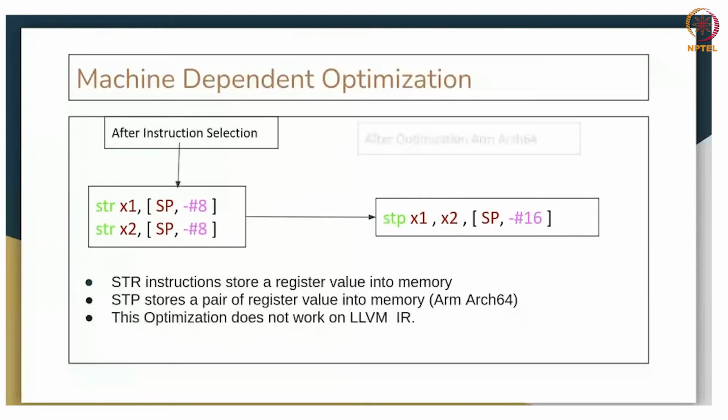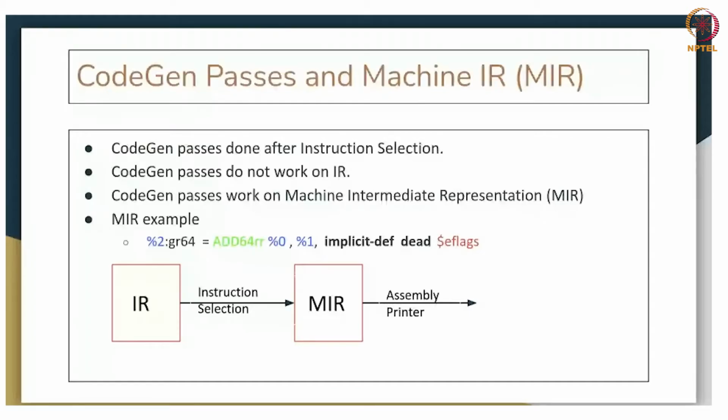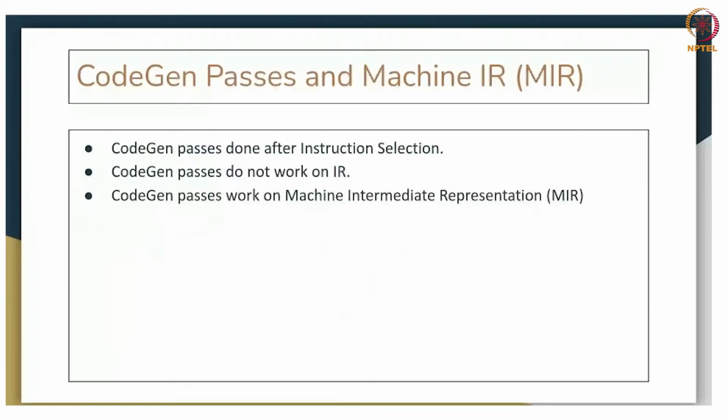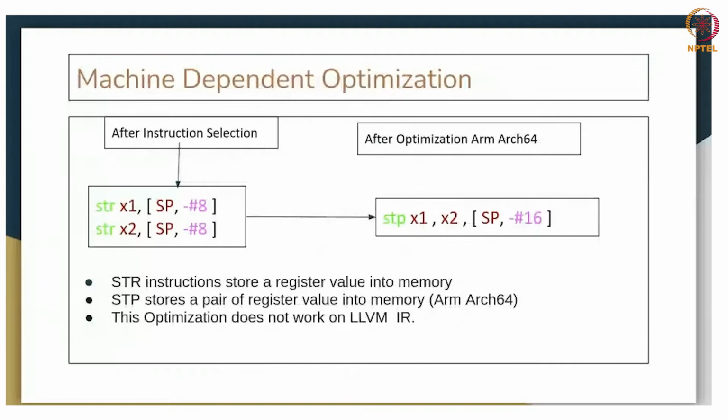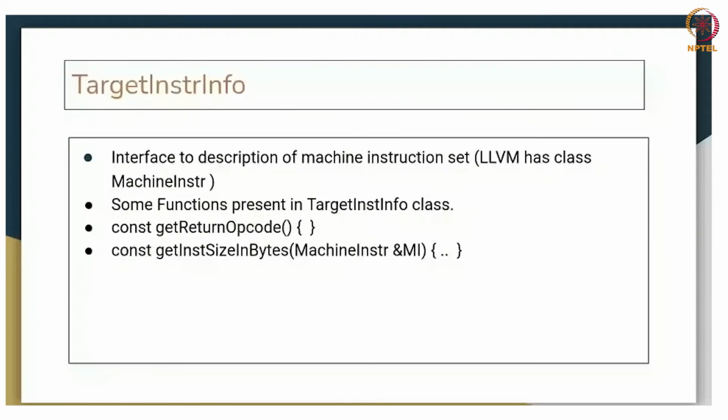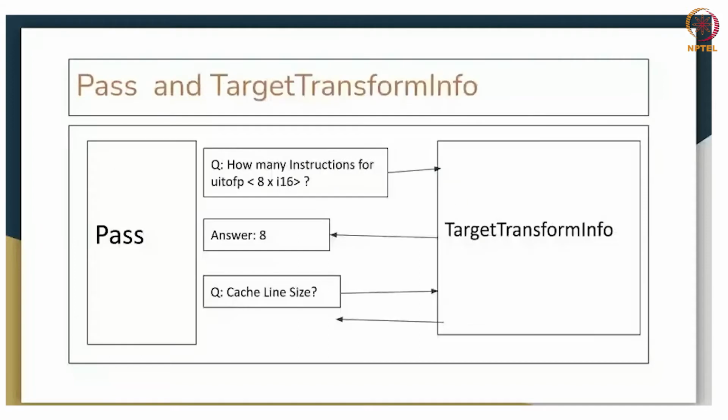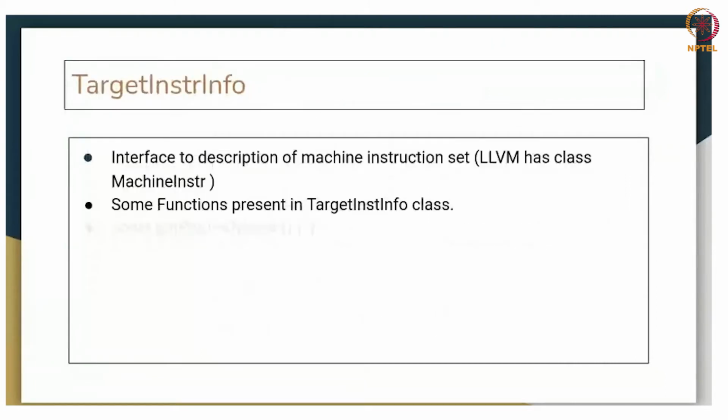Once you understand the target, once you have the entire data sheet of the target, you analyze the target, then have a comparison, then implement all the target specific details. Then you write a pass. But fill this target instruction info. Instruction info is one of the classes where you can have information about instructions. There is also transformation information, not just specific to instructions, like cache line size. Clear?